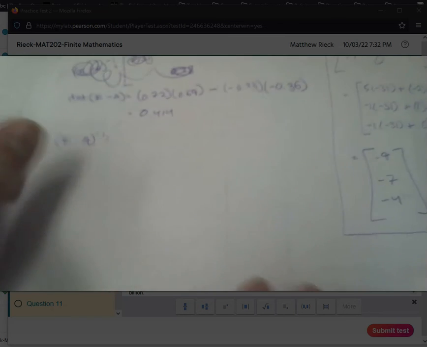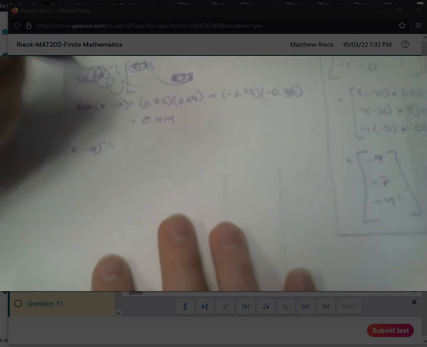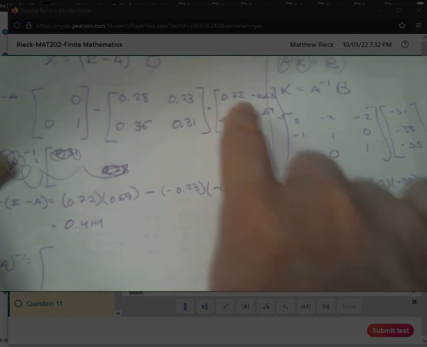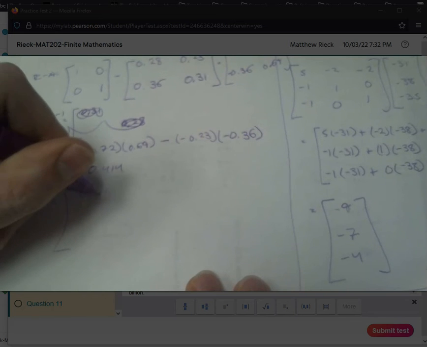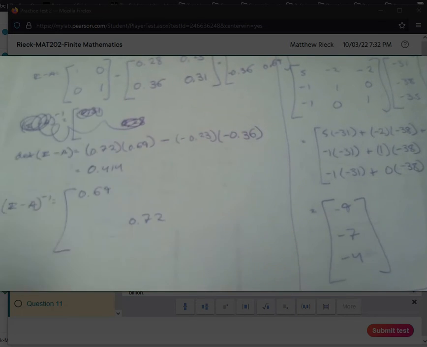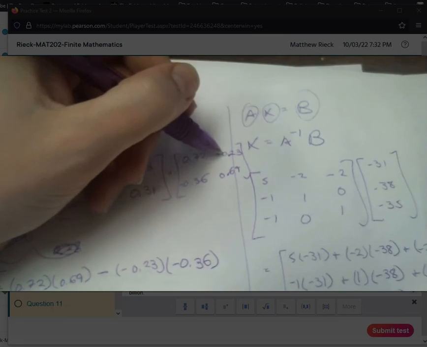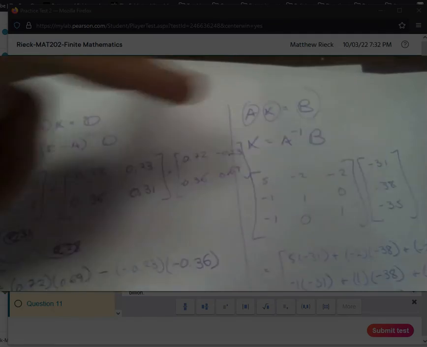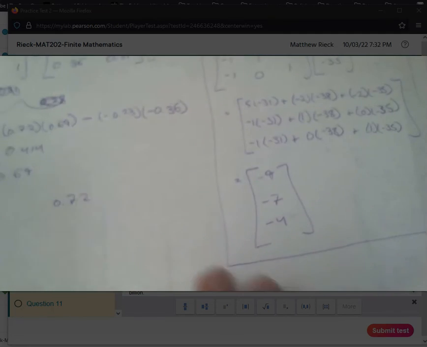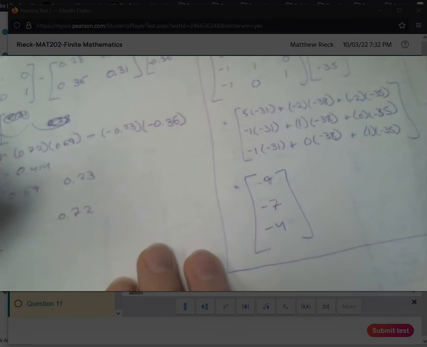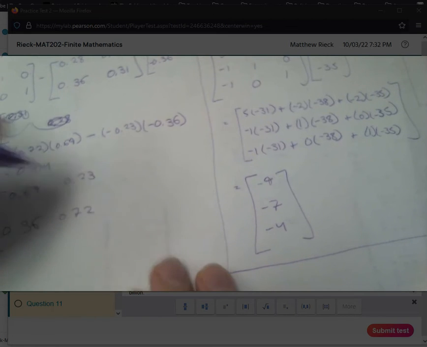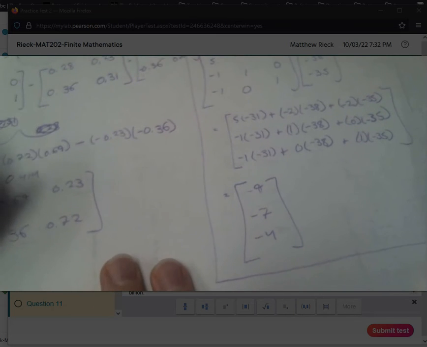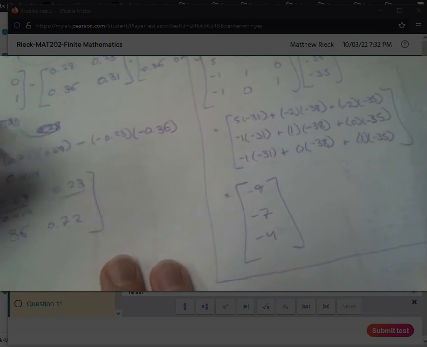All right. So we're going to swap these entries along my diagonal here, the 0.72 and the 0.69. So 0.69, 0.72. And then you're going to change the signs of the entries along your secondary diagonal. So you swap the entries along your main diagonal, change the signs along your secondary diagonal. So that's going to be 0.23 and 0.36. And then once you have performed all the switching and swapping, you're just going to divide each of these numbers by your determinant.